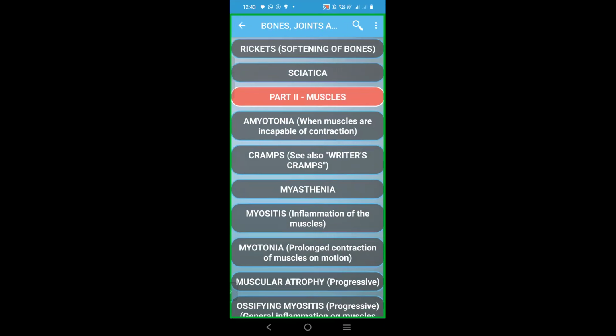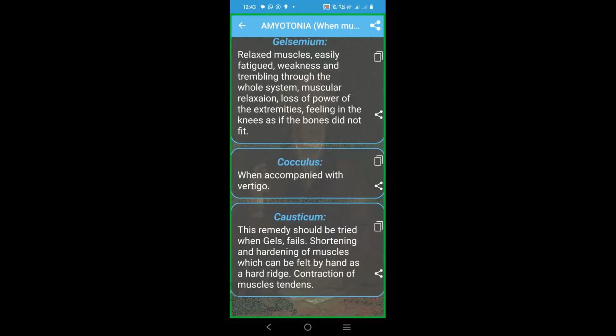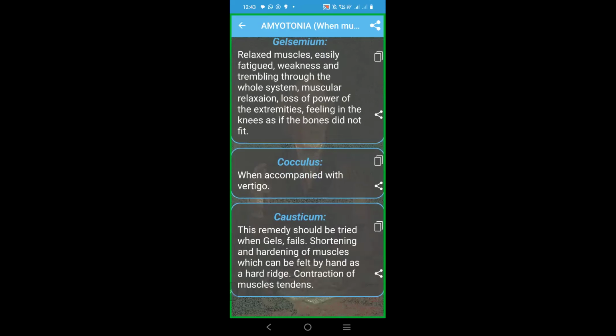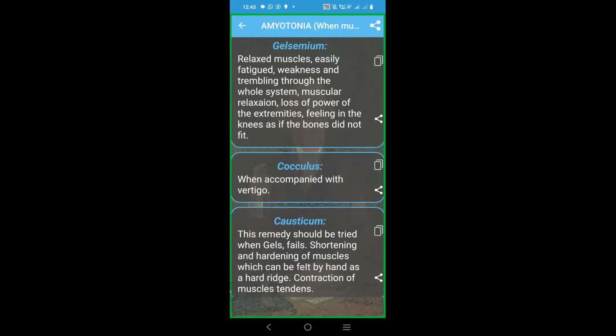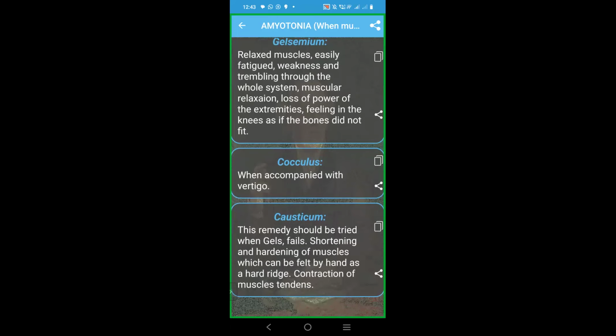when you come to the muscles, muscles are incapable of contraction. So I was telling, myasthenia gravis, what I told, the most prominent remedy is Gelsemium. So Gelsemium is for the loss of power of the extremities, feeling in the knees as if the bone did not fit. So like that. Cocculus indicus, it is accompanied by vertigo. If someone is getting vertigo along with this muscular problem, and Causticum.